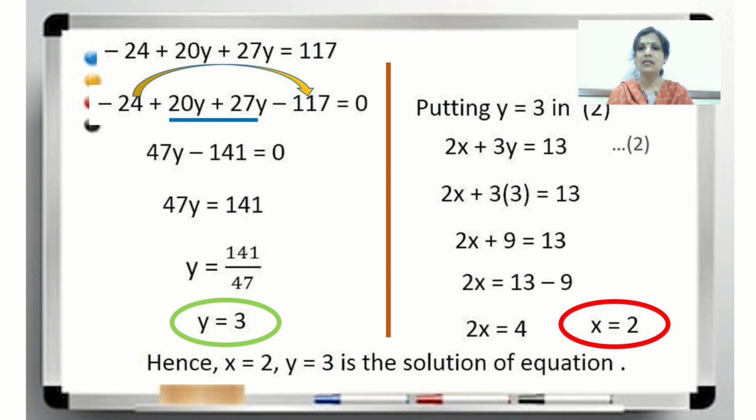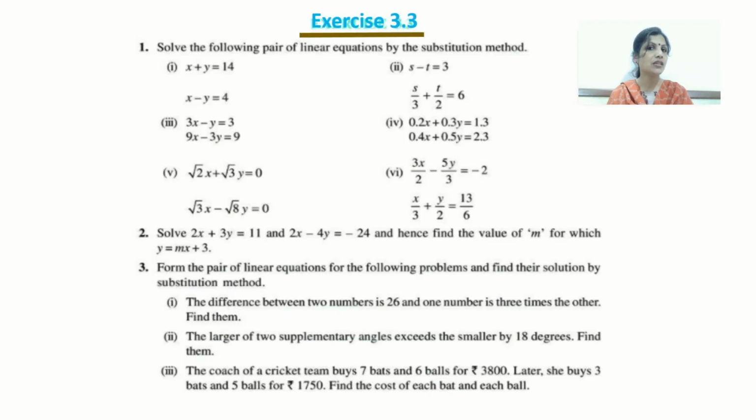So this is exercise 3.3. This is the page from your textbook. From question number 1 we have solved the second sum, third, fourth, fifth and sixth. So question number 1 we have completed. This particular sum seems very simple. I didn't solve it, and this is for your homework.